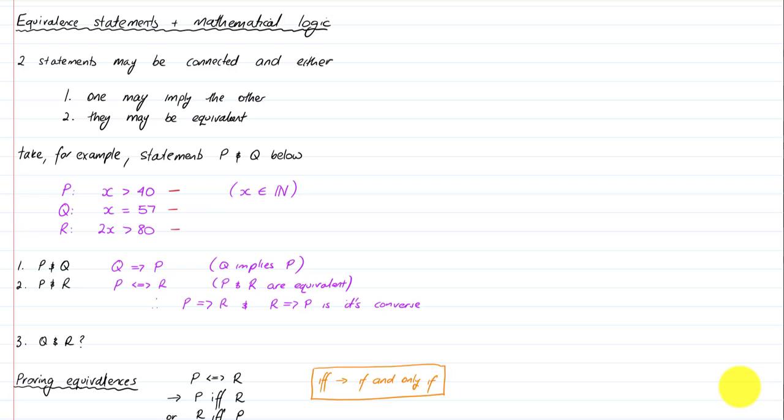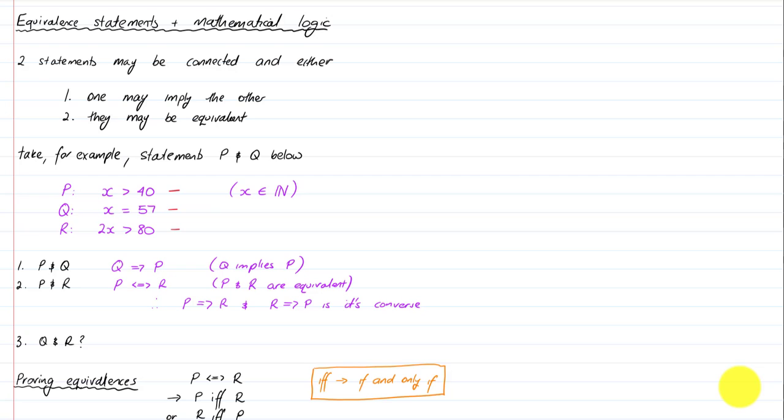Now, P and R. I'm making a statement here, P is equivalent to R. Now let's have a look. If x is greater than 40, well then 2x is greater than 80 is an equivalent statement. It's an unsimplified statement of P, really. So we can prove that by showing that P implies R, if x is greater than 40 and we show that 2x is greater than 80, bit of algebra, and that R implies P, its converse, then they are equivalent statements.